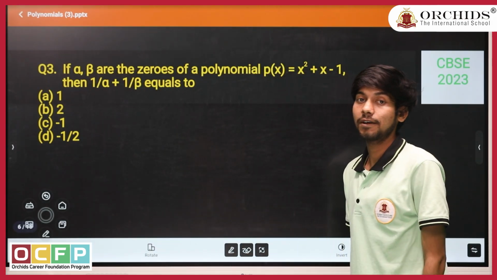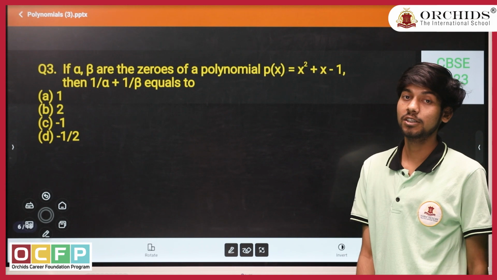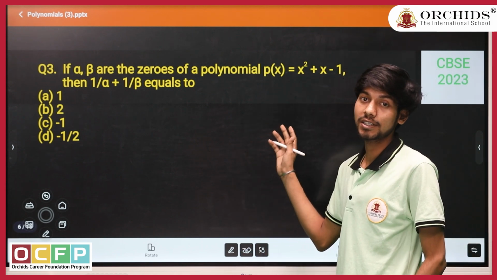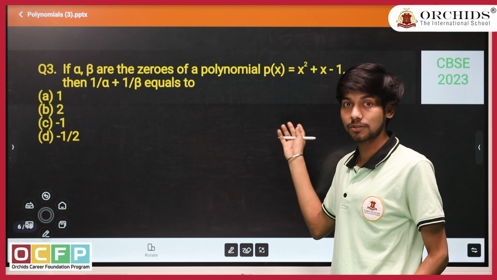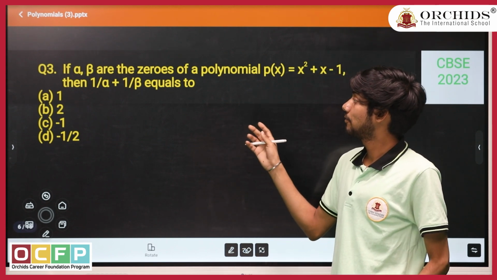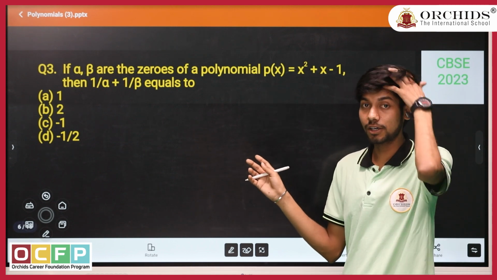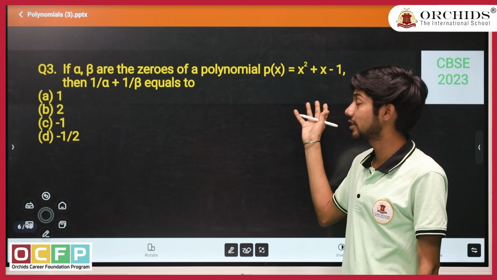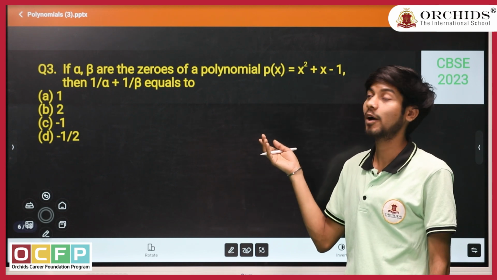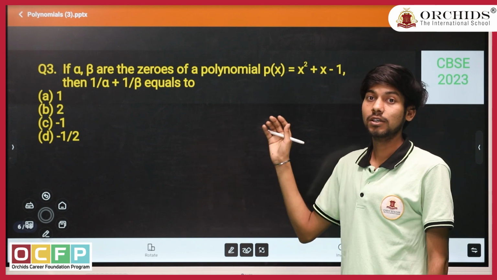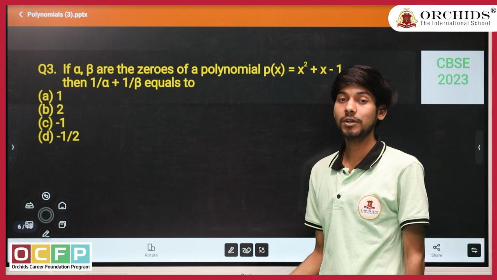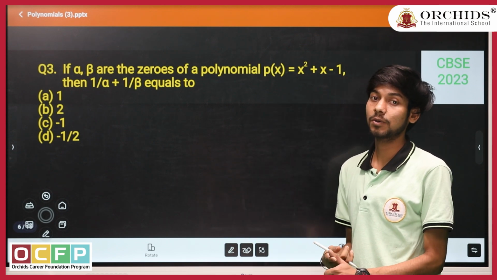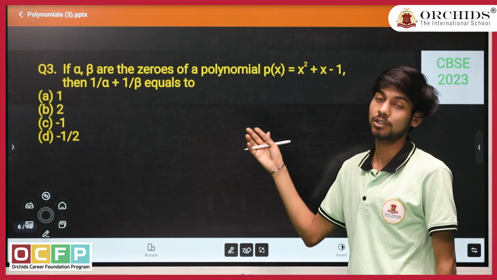So the next question that was asked in CBSE Board 2023 exam: if alpha and beta are the zeros of polynomial px is equal to x square plus x minus 1, then find the value of 1 by alpha plus 1 by beta. Even options are given. So if you try to solve it by factorizing the polynomial and then put the value of alpha and beta in the given 1 by alpha plus 1 by beta, it will be too complex, you will get stuck, you will not find the solution. But if you know the relationship of zeros with the coefficient, it will be easy to solve.